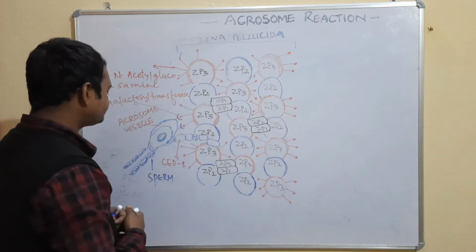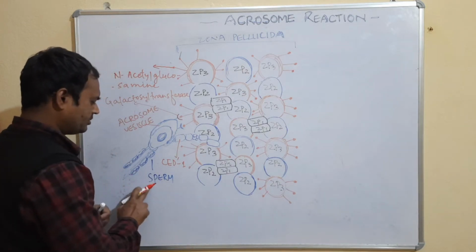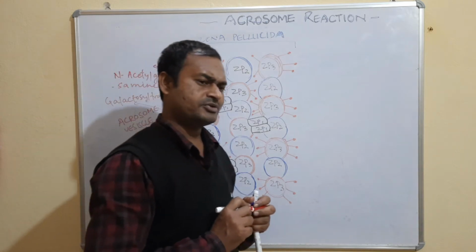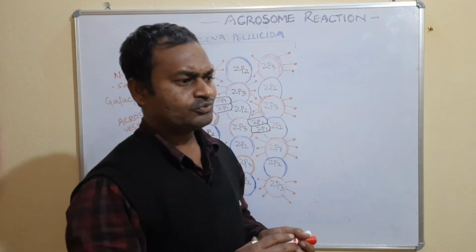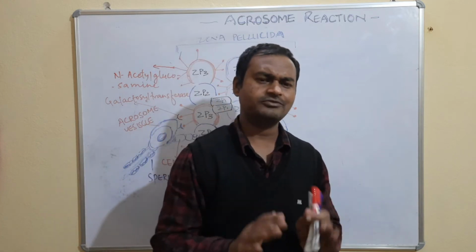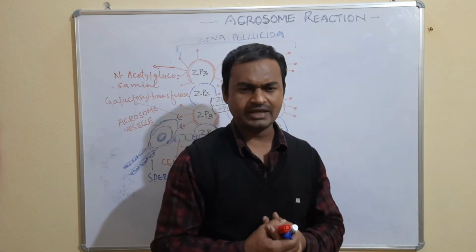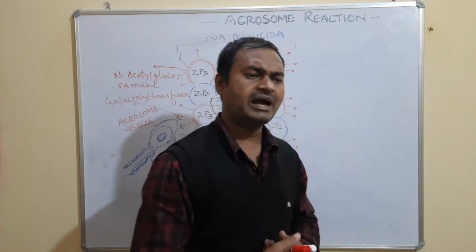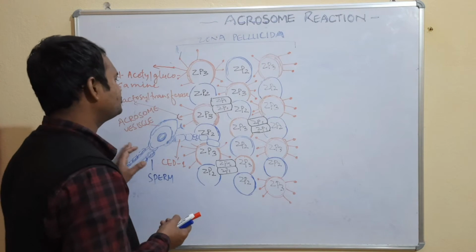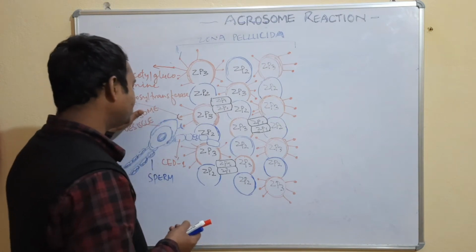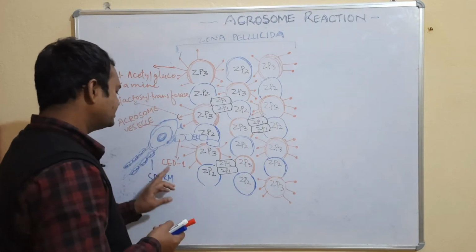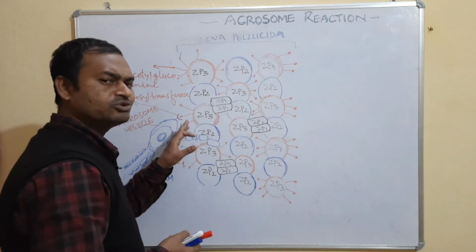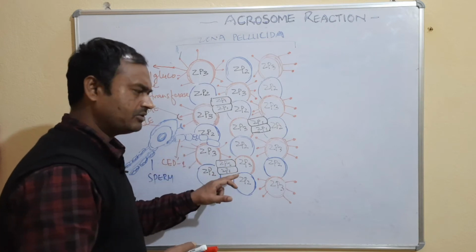Now, what happens here? Whenever the sperm reaches the zona pellucida membrane, firstly it needs to adhere to the surface of the zona pellucida, and this adherence is induced with the help of galactosyl transferase, which binds to the N-acetylglucosamine. Another bond is the CD1 protein, through which it binds to the zona pellucida molecule laterally.